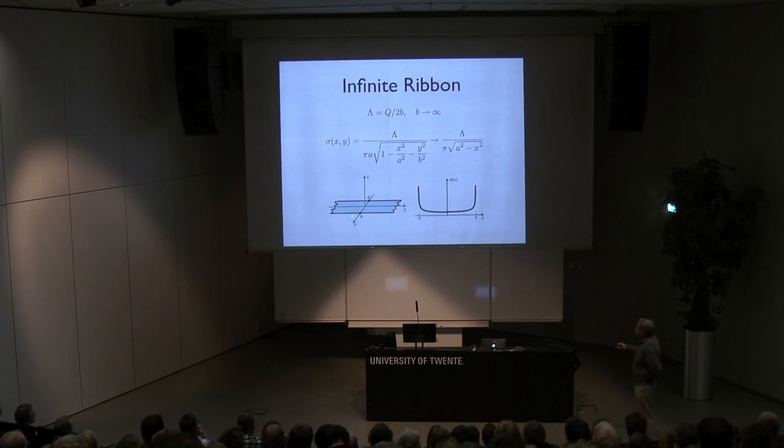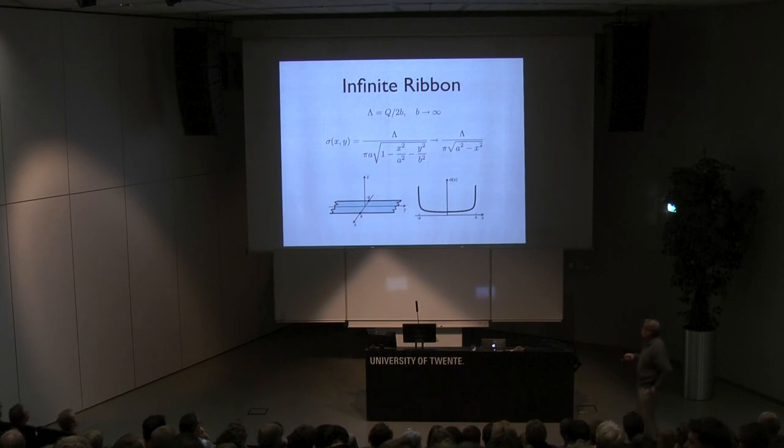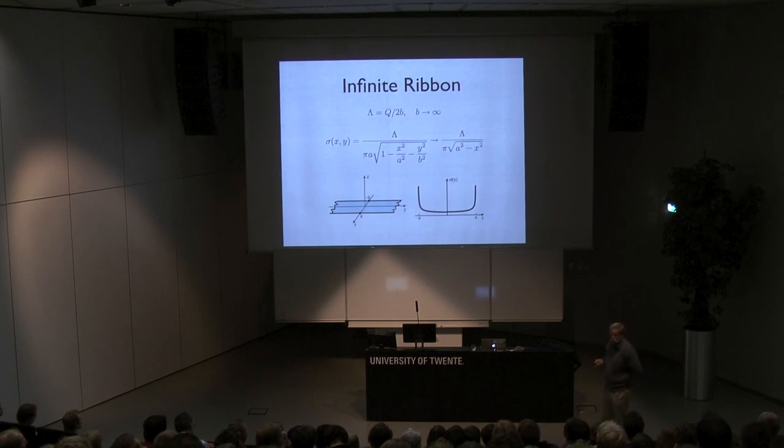As a function of x, of course, the distance across the ribbon, once again, it's got rabbit ears at the two edges. There's a preference for charge to go to the two edges of the ribbon, but it doesn't all go there. Some of it stays in the center of the ribbon, and just like the disk problem, there's a second.